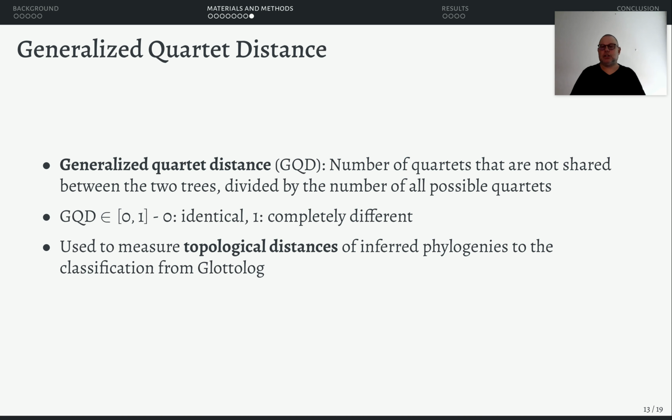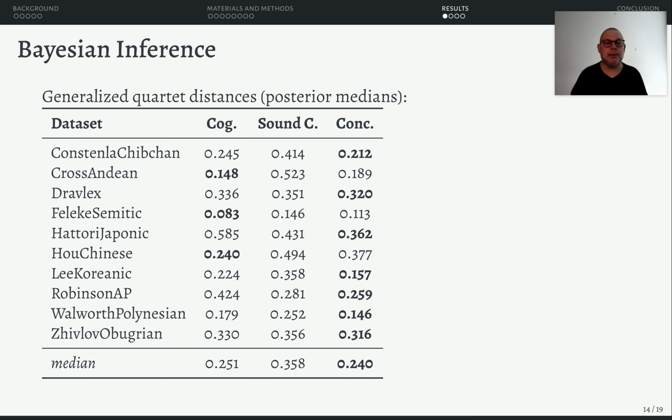But how good are the results of the inference? So we evaluated the generated trees using the generalized quartet distance to the Glottolog trees. Generalized quartet distance basically is a measure of how consistent an automatically generated phylogeny is with an expert classification. It ranges between 0 and 1. 0 means perfectly compatible, 1 means totally incompatible. And here you find the results for the 10 data sets and for the 3 kinds of data sources we used.